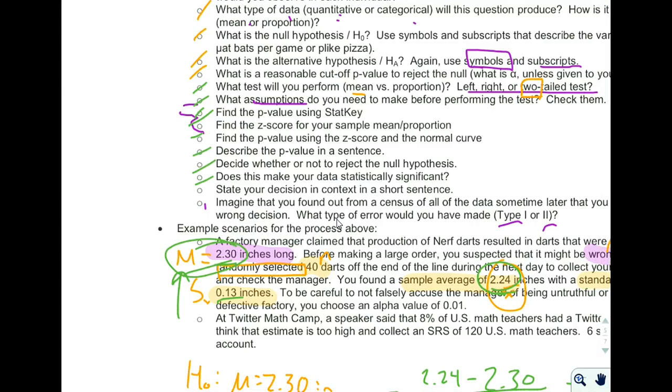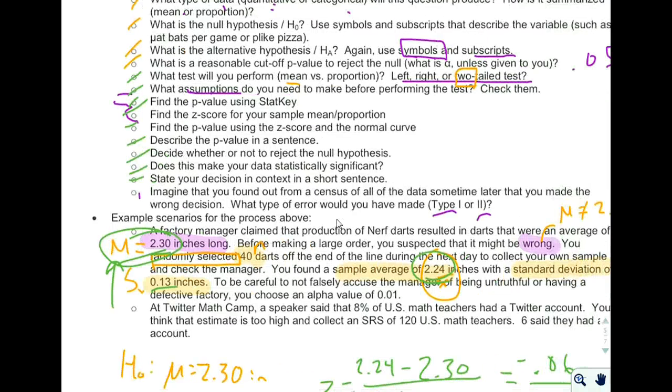State our decision in context in a short sentence. We would say that we reject the claim that mu is equal to 2.3 inches in favor of the alternative that it is not 2.3 inches. And then finally, later on, if we rejected and we found out that we had made the wrong decision, we would have made a type 1 error.